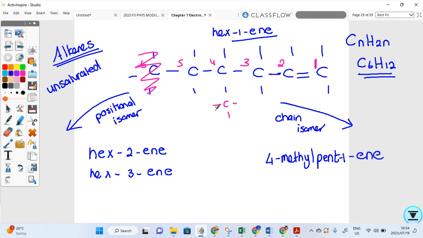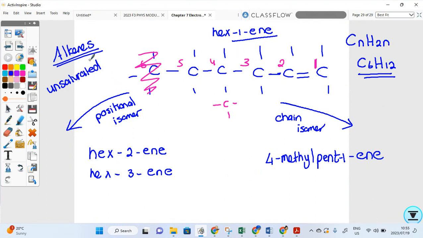Are there others? Yes. Where can I move that to? You could also do three. I can do 3-methyl. Can do 3-ethyl. Can do 2-methyl. Can I do 2-ethyl? Can I do 1-methyl? Can I do 5-methyl? No, swear words, all of those. Can't put a methyl on the first or the last one. Please remember that. So those are the different ones.